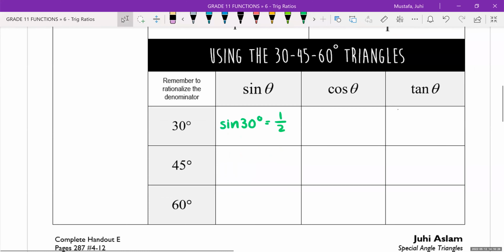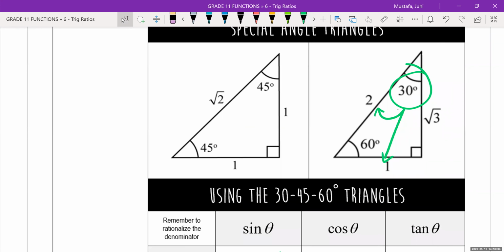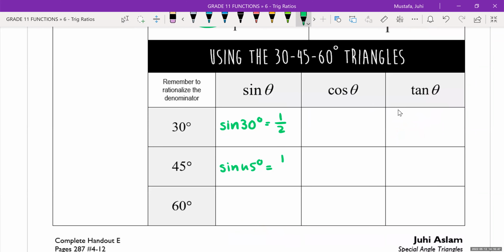so for the next one, we're gonna go ahead and figure out what sine 45 degrees is. We go to our triangle with 45 degrees. It doesn't matter which 45 you use, you'll still get the same answer. So let's say we're doing this one. Sine is opposite over hypotenuse. So it's going to be 1 over root 2.